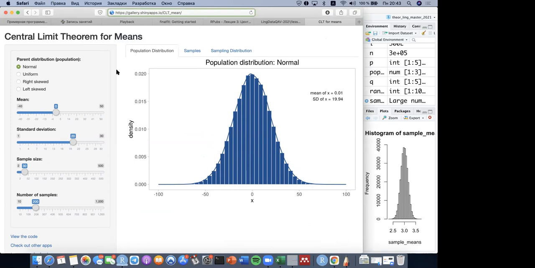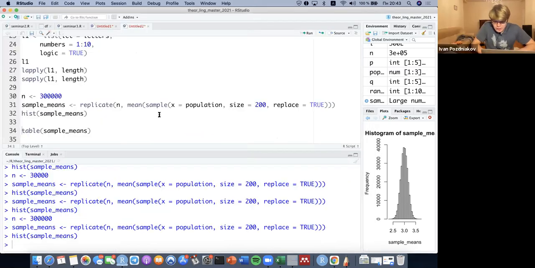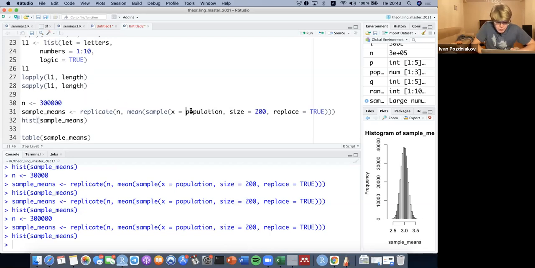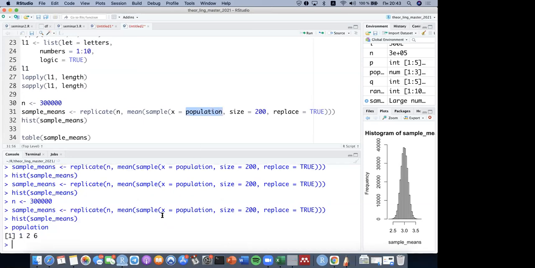Can I ask? Do we still work with our population, which is 1, 2, and 6? Yes, we still do. This population is still 1, 2, 6. I'm just wondering why we need so big n, if we have just three numbers in our population.